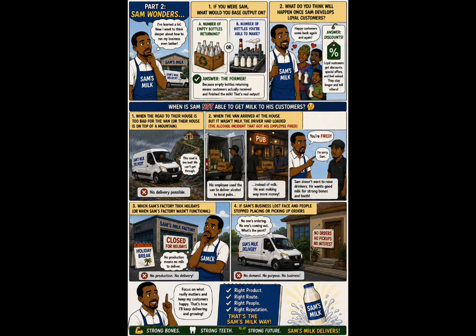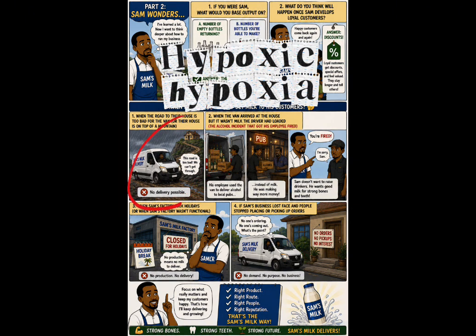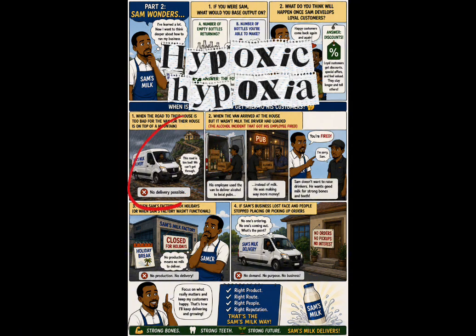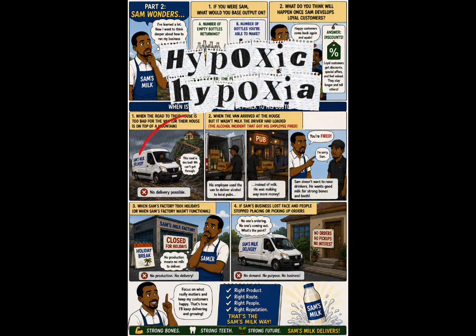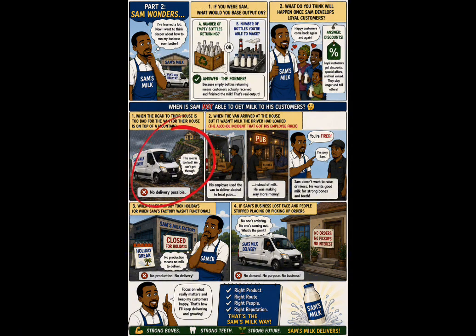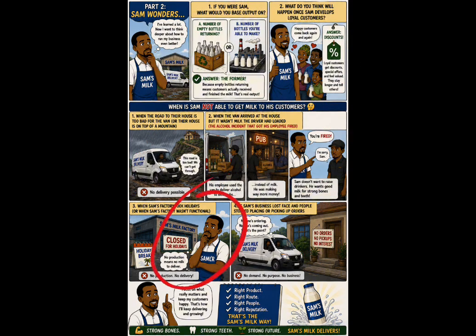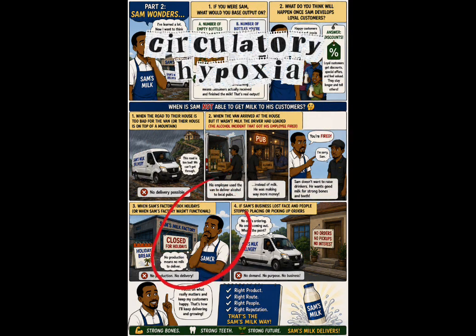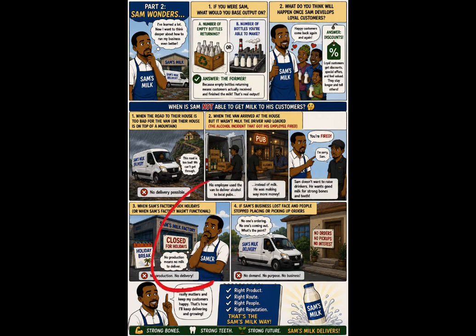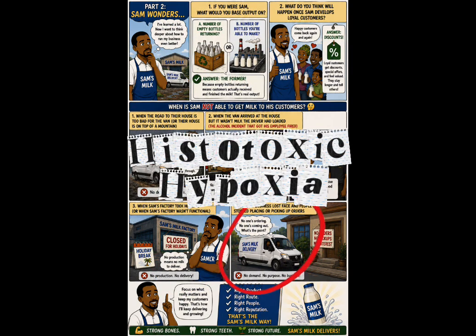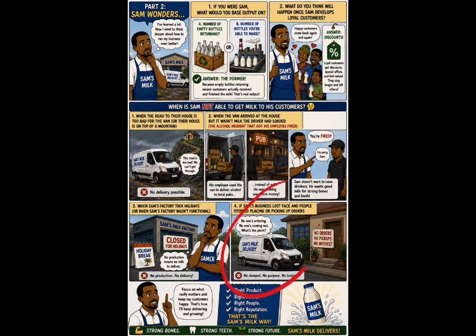Then you also get to scenarios where Sam is not able to get his milk to his customers, bad route, so like a high altitude, right? Then in cases where somebody is loading alcohol instead of milk, like in carbon monoxide poisoning, or if his factory closed down, right, which is circulatory failure, or if he goes there and because of a bad name people don't pick up his milk. So that's a case of histotoxic hypoxia, like in cyanide poisoning. So yeah, that's it.